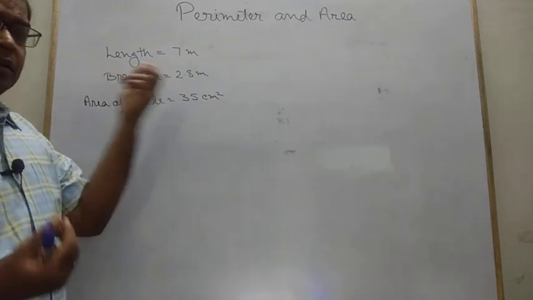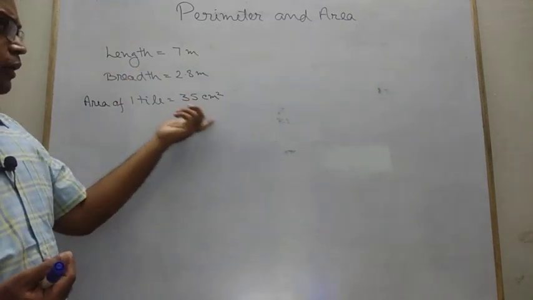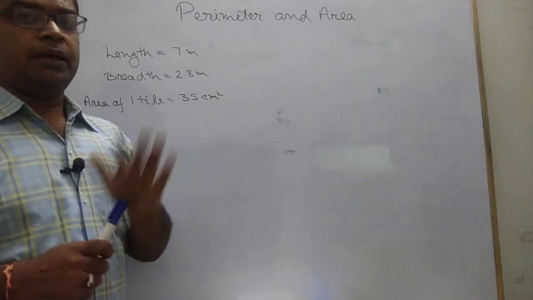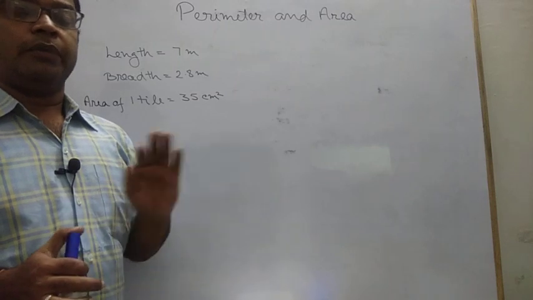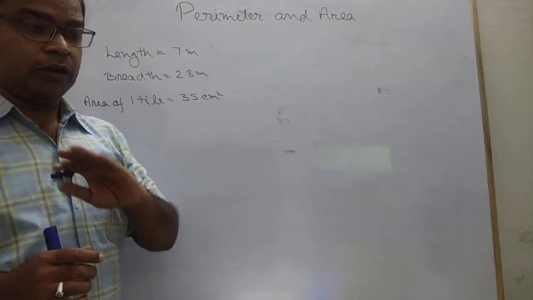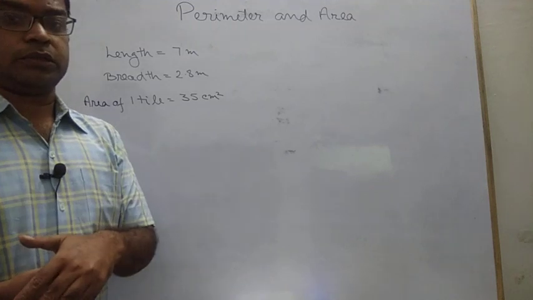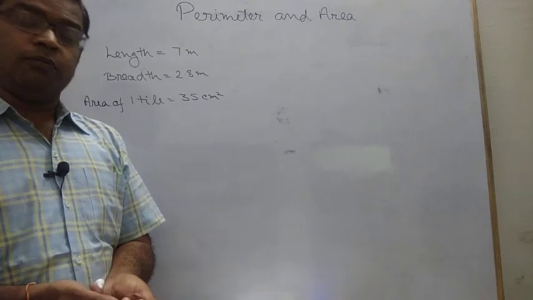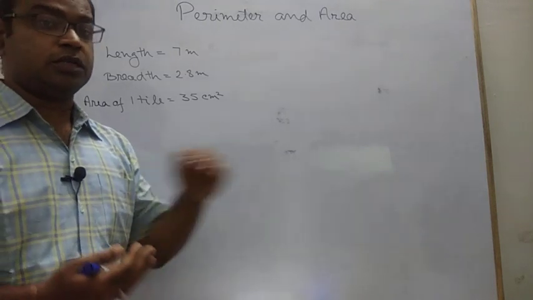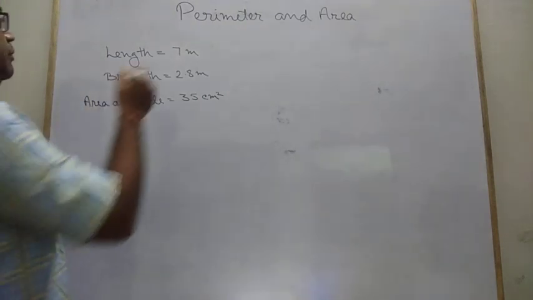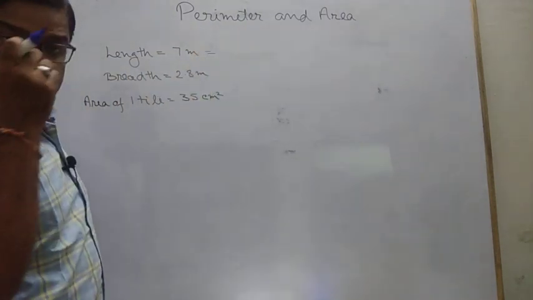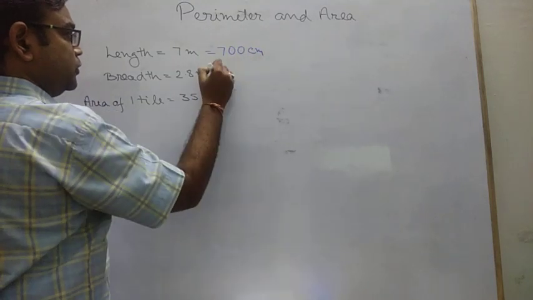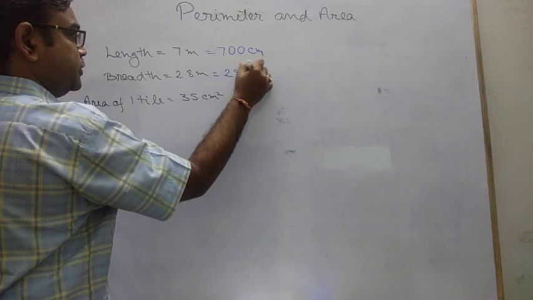It is a little bit difficult to convert 35 centimeter square. We can convert, but the calculation may be more complex. Our main aim is to solve the question by using the easiest way, not to make the solution more complex, because with a more complex solution the chances of mistakes increase. So 7 meter, as we know that in 1 meter we have 100 centimeters, so 7 meter is 700 centimeter, and 2.8 meter is 280 centimeter.